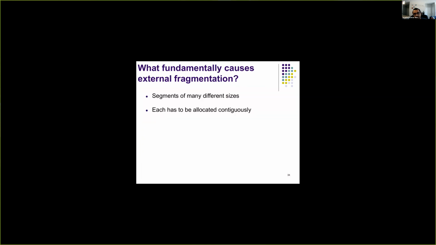So what fundamentally causes external fragmentation? The main reason is that segments can be of different sizes. Each process can have segments of different sizes, and each segment within a process could be of different size. Furthermore, each segment has to be allocated contiguously. So this leads to external fragmentation. These are the two fundamental reasons for external fragmentation. So how can we avoid it?